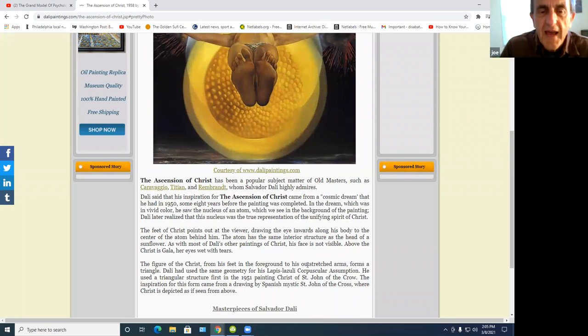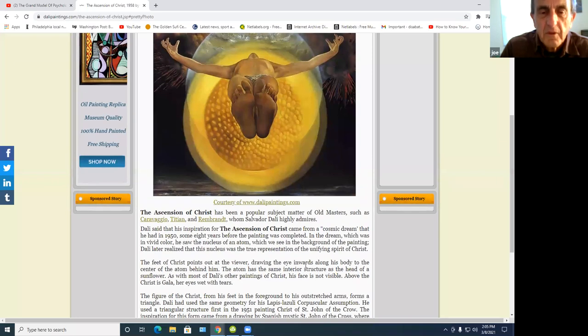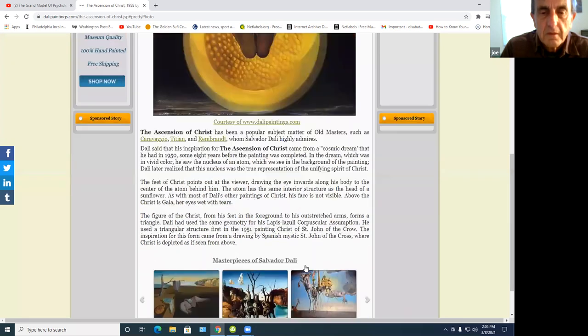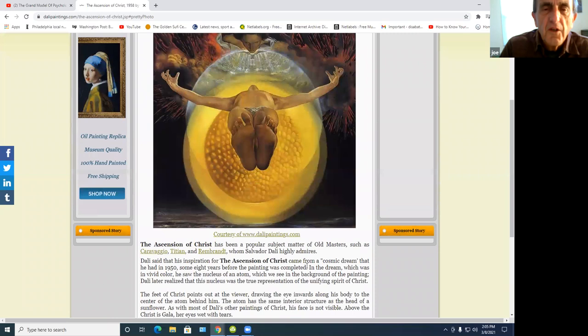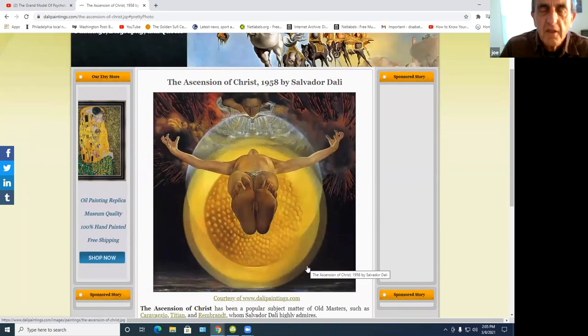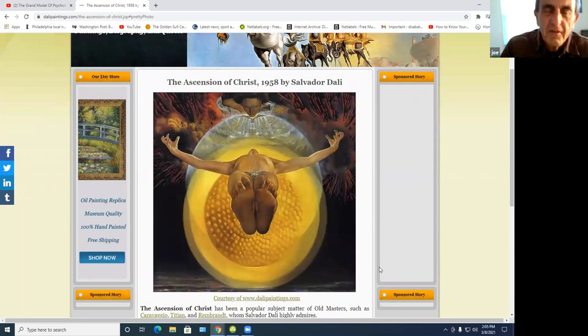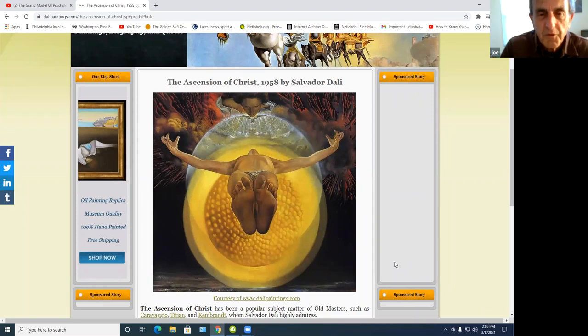The feet of the Christ points out at the viewer, drawing the eye inwards along the body to the center. It's an atom. He said it came from a cosmic dream that he had in 1950. You can also see his mastery. Like I said, he's recognized for his painting skills as having equal mastery to great masters, Velasquez, Vermeer. And he took that and did these very contemporary modern paintings, surreal paintings. You can see the influence of Hieronymus Bosch.